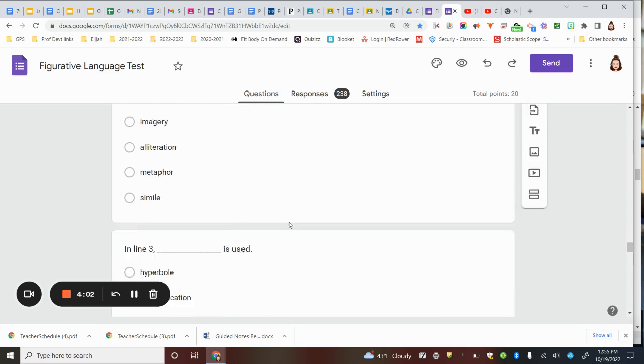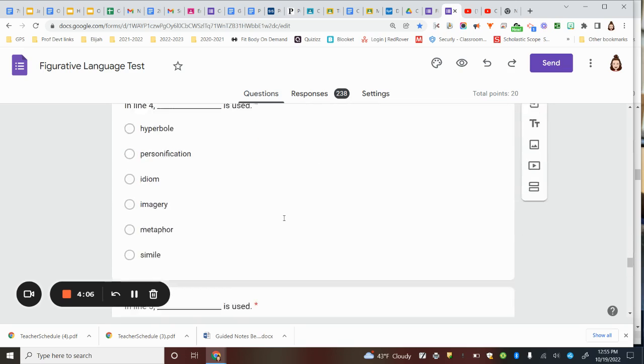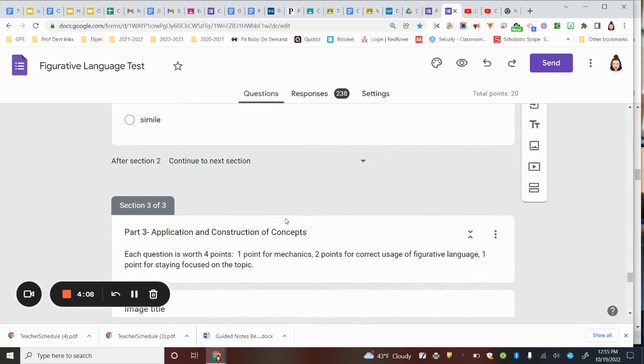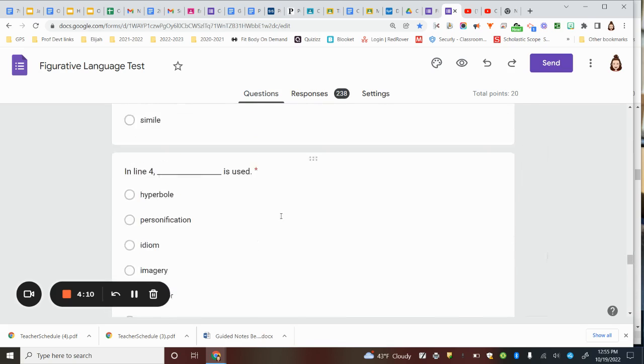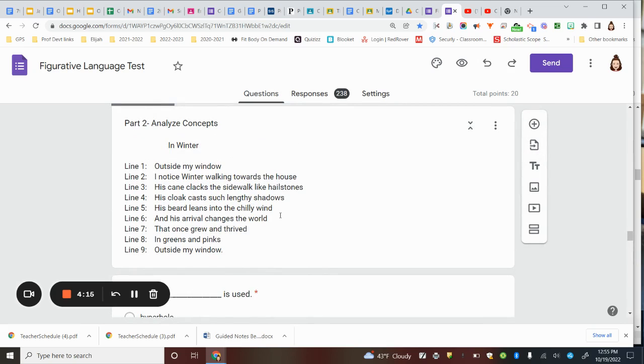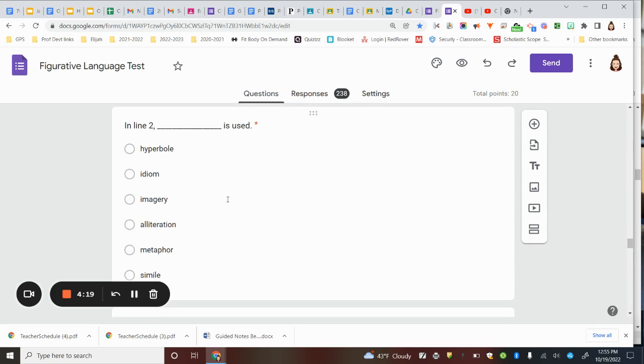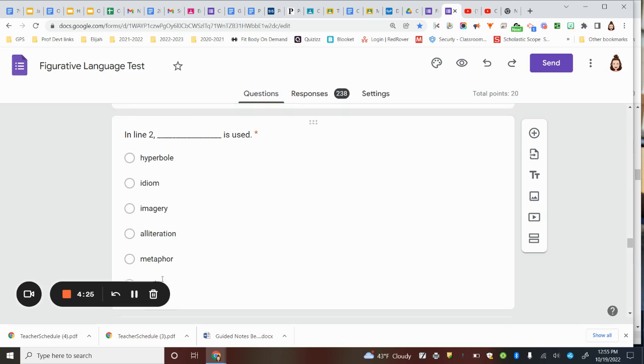So we're going to be looking at line 2, line 3, line 4, line 5, and then we're going to go on to the next section. So make sure that you're looking at lines 2, 3, 4, and 5, and you can pause, but you're looking for these figurative languages: hyperbole, idiom, imagery, alliteration, metaphor, and simile.